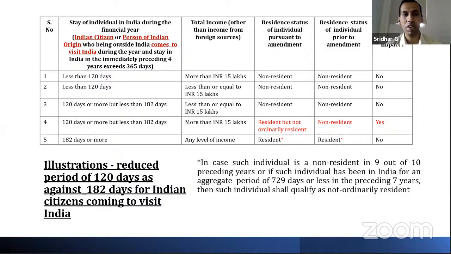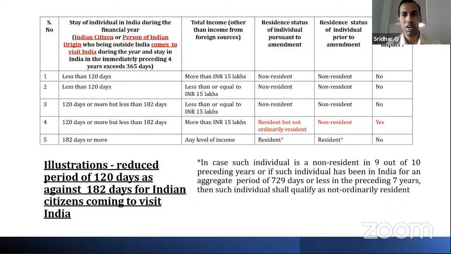So this is the one point which I feel all of us should take away from the session. Meaning that in case a person of Indian origin or an Indian citizen comes back to India on a visit and stays in India for more than 120 days, and he has India-sourced income of more than 15 lakhs, he becomes a resident but not ordinary resident.